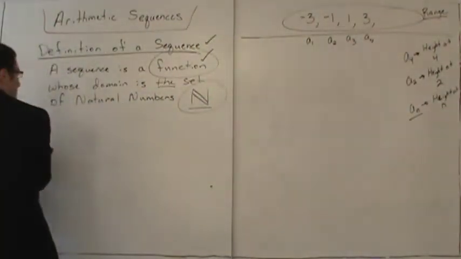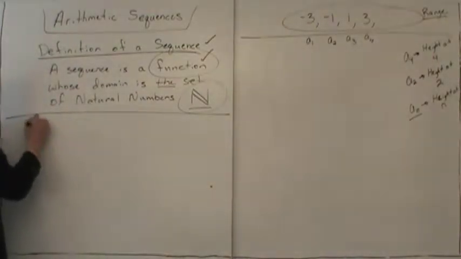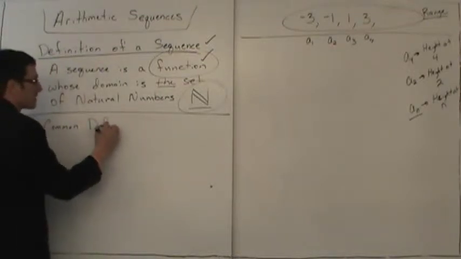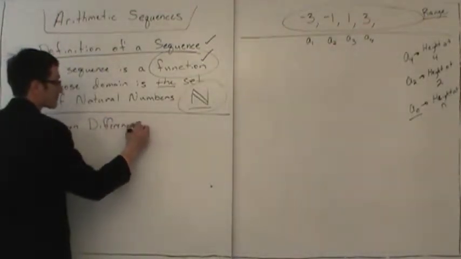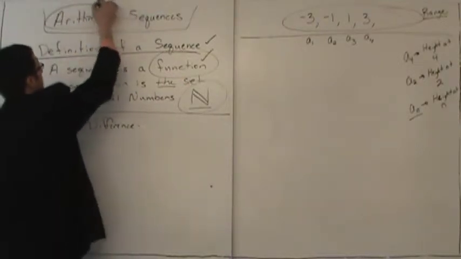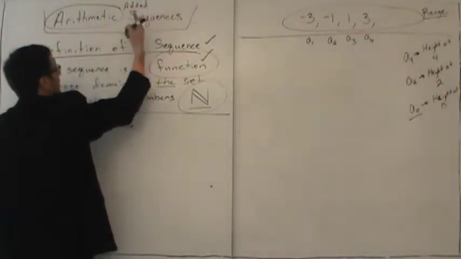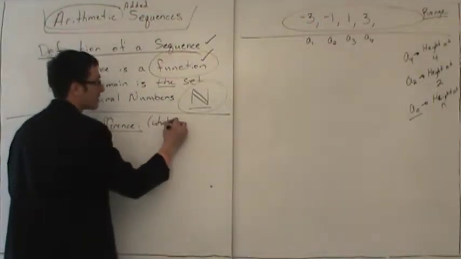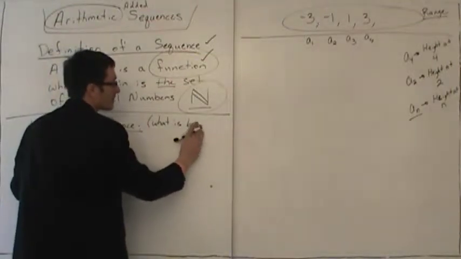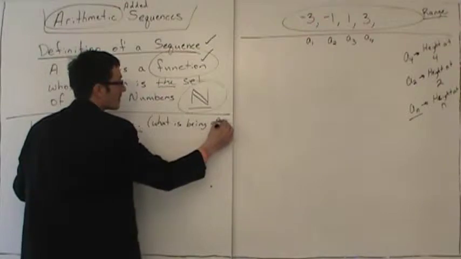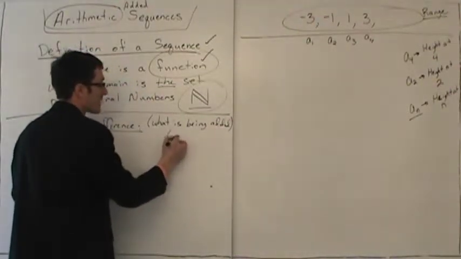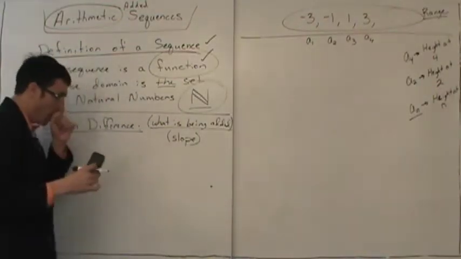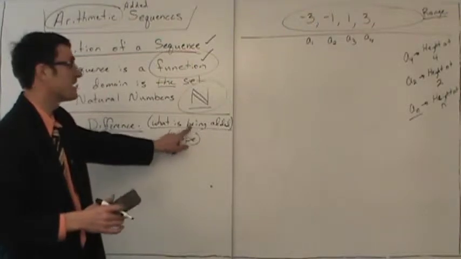Now, let's start. So sequence. The first thing you have to do is to calculate a common difference. What is common difference? Well, arithmetic means something is being added. What is being added? The common difference is what is being added. Or we think of common difference as the concept of slope. Now we've talked about slope with respect to linear functions. For now, before we get to slope, let's think of common difference as what is being added.